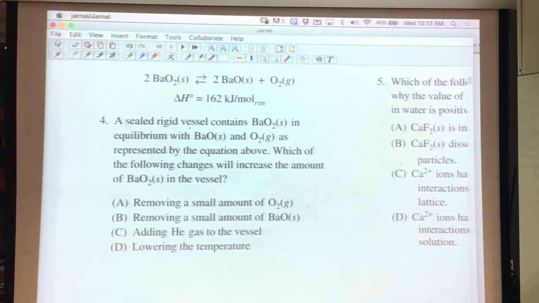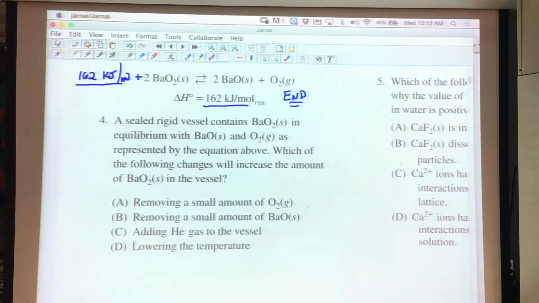Okay, here we go with a precipitation reaction. What is the delta H that's positive screaming to you right now? Where does the heat belong? This positive delta H means the entire reaction is endo or exo? Endo. So I have 162 kilojoules per mole. I'm going to put that right in my reaction to remind myself the heat goes here. It's endothermic. I may not need it, but I'm going to put it there. Here we go with a rigid sealed container again of a solid, and it's in equilibrium with the solid and the gas, as represented by the equation above.